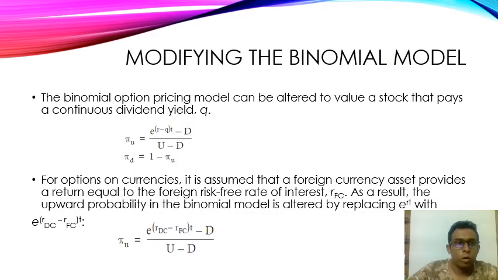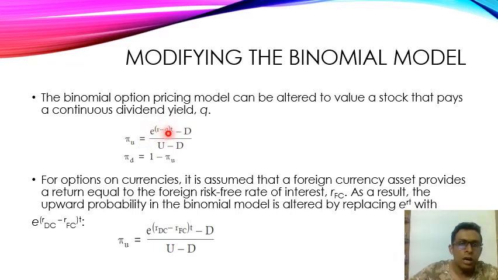Modifying the binomial model. The binomial model should be modified for dividend yield and also for currency assets and currency liabilities. The binomial option pricing model can be altered to value a stock that pays a continuous dividend q. It can be altered in such a way that we use e raised to (r minus q) into t. This means that q gives a positive yield, as a dividend yield is always positive, or capital gain yield, whichever it is. It is assumed to be a continuous dividend yield and it gives a positive yield. So r should be reduced by that much.